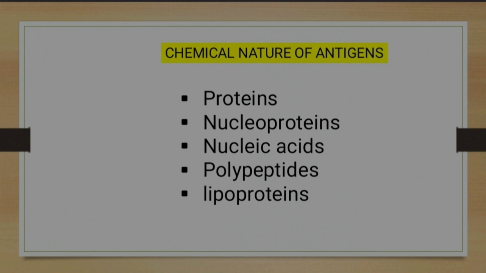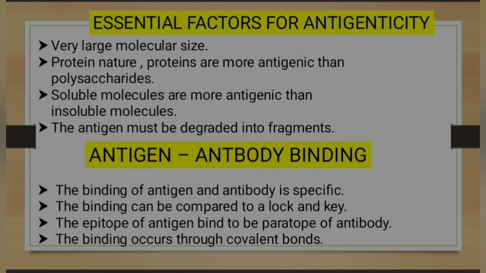Another one is chemical nature of antigen. Proteins, nucleoproteins, nucleic acids, polypeptides, lipoproteins. These are the chemical nature of antigens. Essential factors for antigenicity: a very large molecular size. It's usually of protein nature. Proteins are more antigenic than polysaccharides. Soluble molecules are more antigenic than insoluble molecules. The antigens must be degraded into fragments.